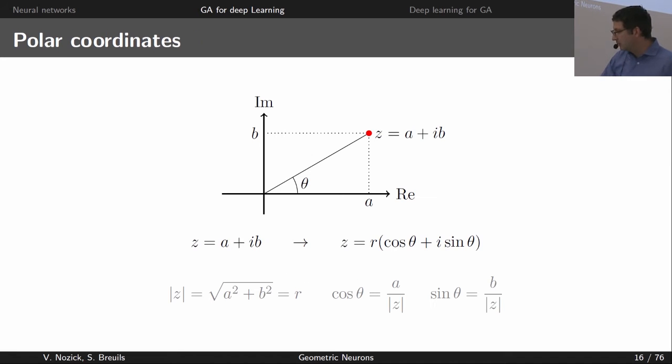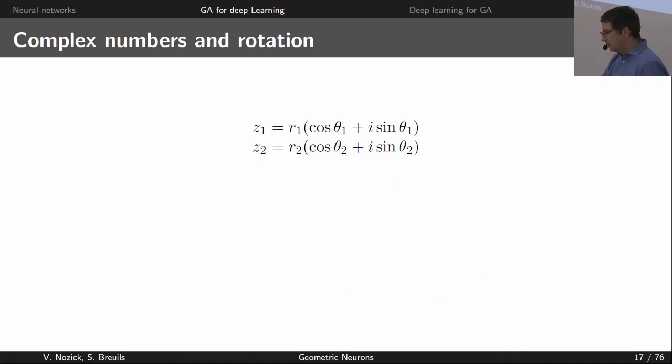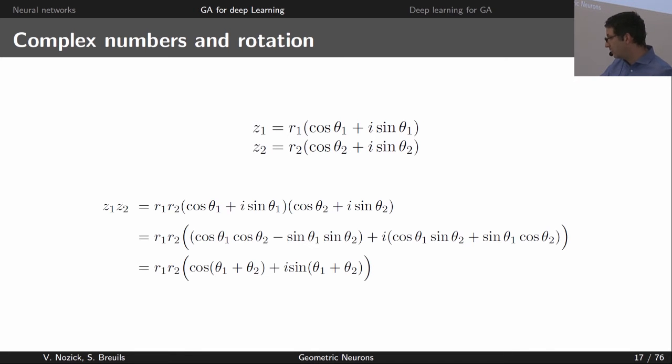So if we just move to polar coordinates, instead of having z equal a plus ib, we get z equal r (cos theta plus i sin theta). Just in polar coordinates, if we consider two complex numbers and multiply them, with the distributivity over the addition, we get a big expression here. The blue part is the real part, and the red part is the imaginary part. But if we use some cosine laws and rules, then we can simplify it to something like this.